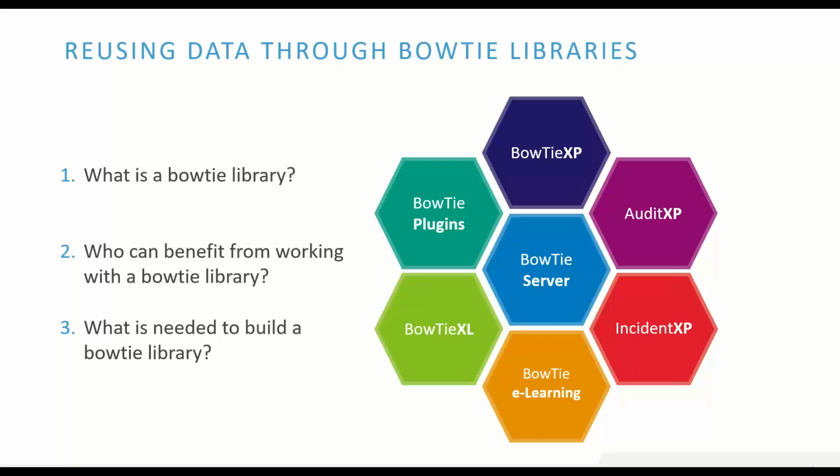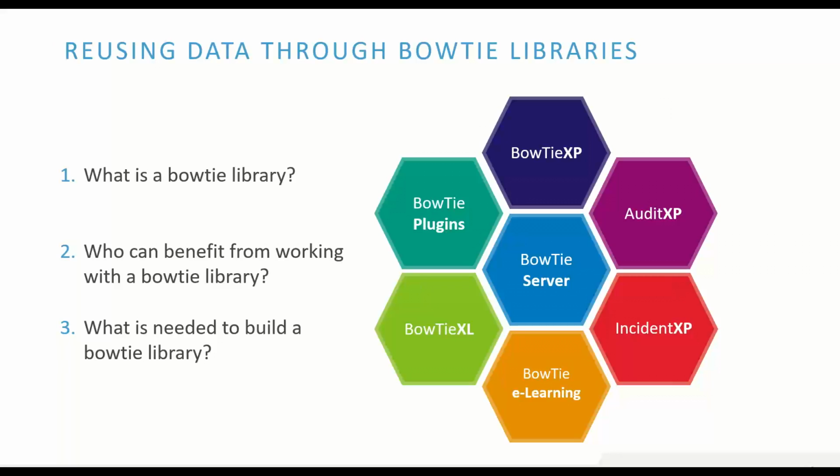Before we go into the specific instruction video, it is important to understand what we mean with reusing data. So if we talk about reusing data through bow tie libraries, first I want to explain to you what we mean with a bow tie library. As you might already have experienced, when building bow ties, you sometimes need to reuse data. So for instance, a specific barrier or control might be represented on multiple places within your bow tie file.